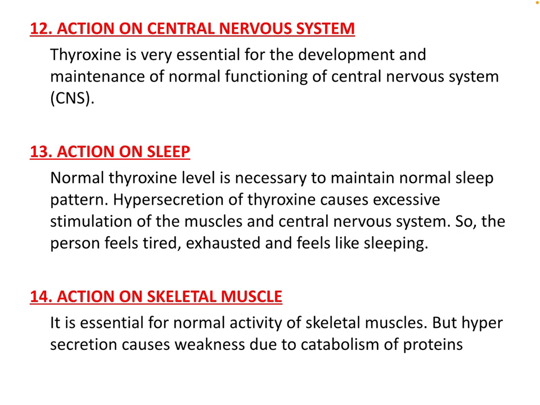Next is its action on skeletal muscle. Thyroxine is essential for the normal activity of skeletal muscles. Slight increase in the thyroxine level makes the muscles work with more vigor. But hypersecretion of thyroxine causes weakness of the muscles due to catabolism of protein. This condition is called thyrotoxic myopathy. The muscles relax very slowly after the contraction.